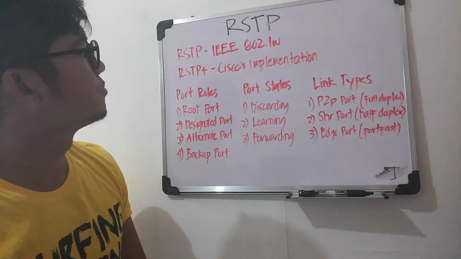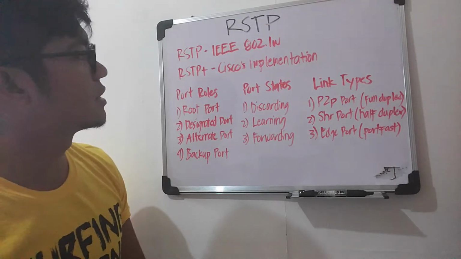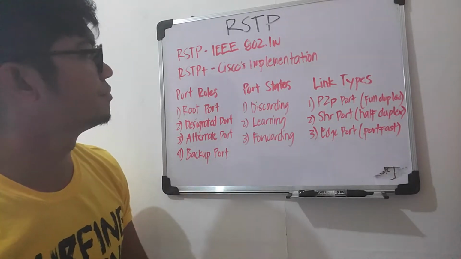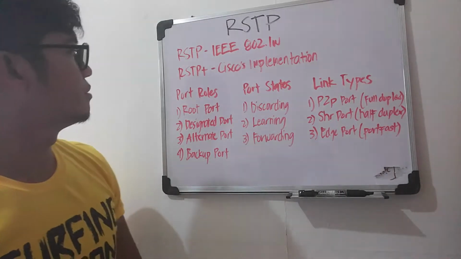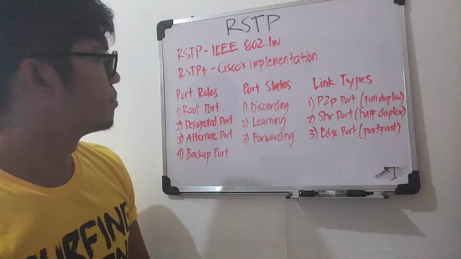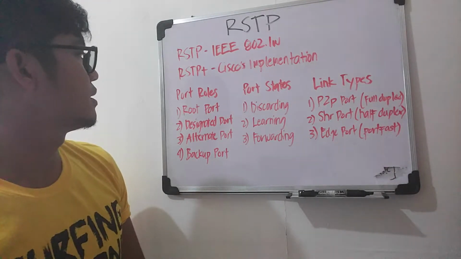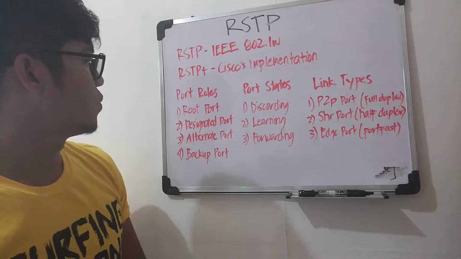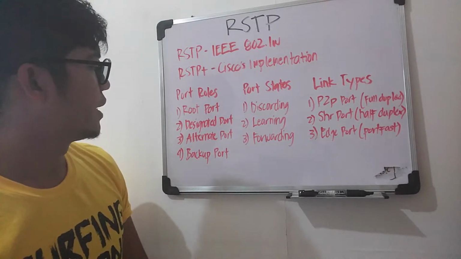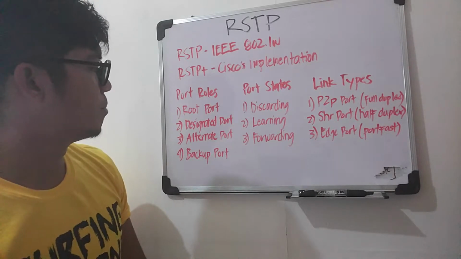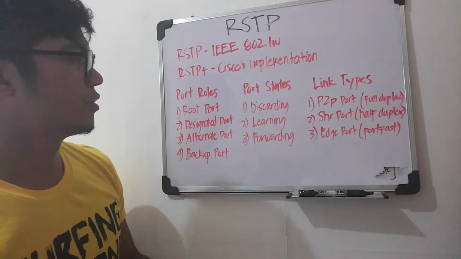There are terms that we should be familiar with before we dive into the configuration. So we have port roles. Just like the traditional STP, we have root port, designated port, and blocking port, or the port that is neither root port nor designated port.